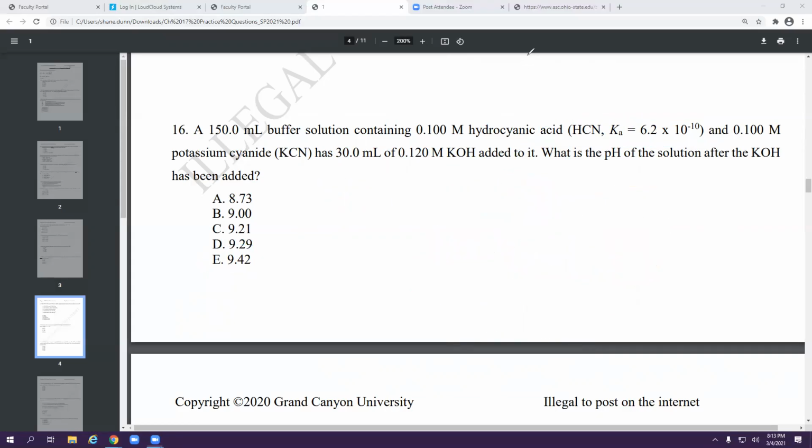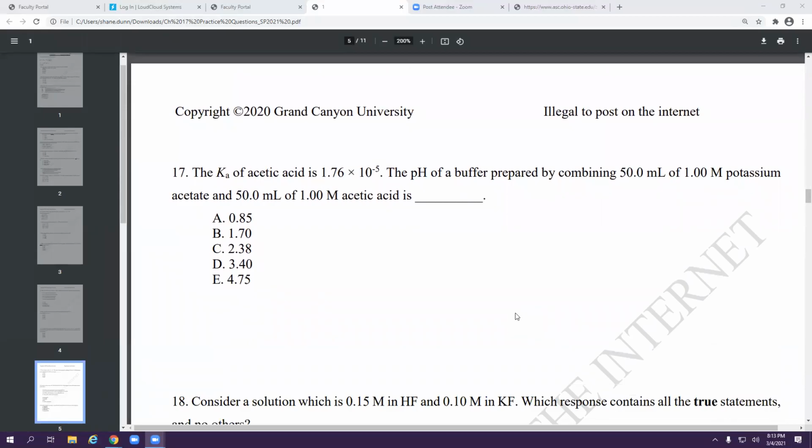You notice buffers tend to pop up a lot. Hey, look at this. Potassium acetate and acetic acid. Dave's probably going to get mad at me for telling you guys this, but you can use M1V1 equals M2V2 on this one because acetic acid is monoprotic, and you're given that.